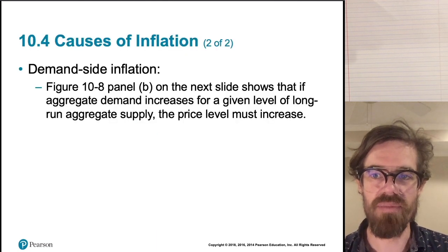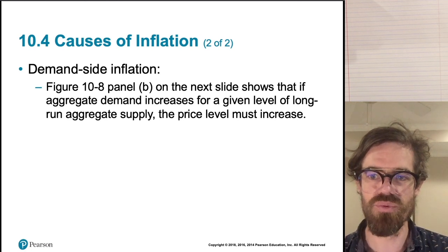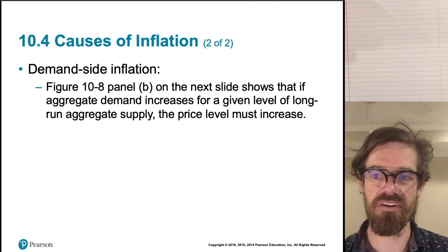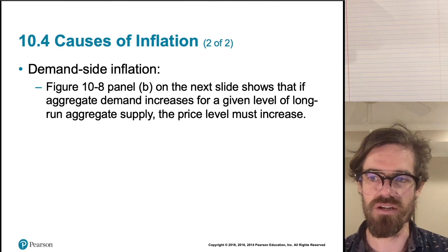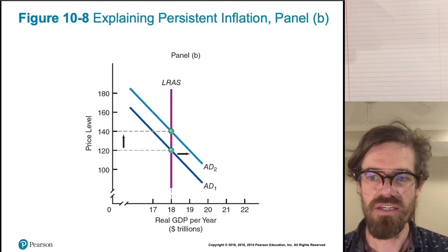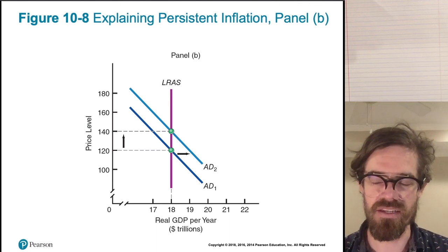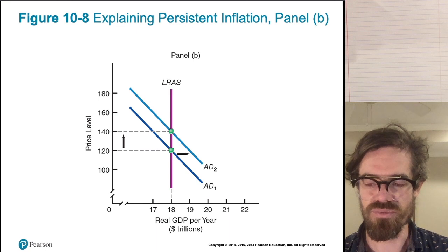And then we also have demand-side inflation, which I've already mentioned. But basically, this is when long-run aggregate supply is maybe increasing, but aggregate demand is increasing even quicker, right? So if that's happening, then we have what's called demand-side inflation. And it's basically inflation that's coming from aggregate demand increasing. Okay, so this is what it looks like.